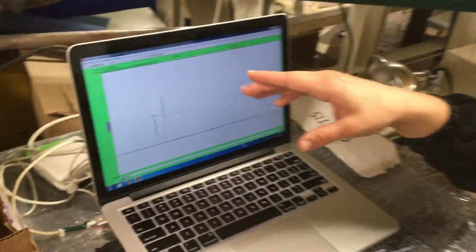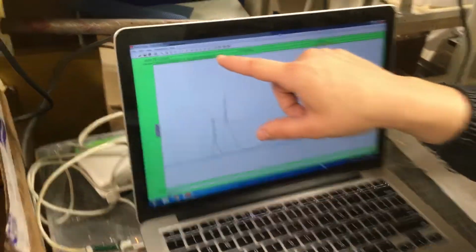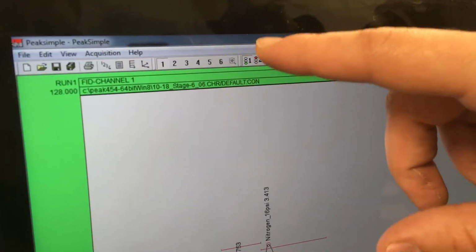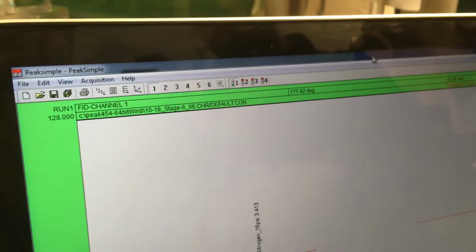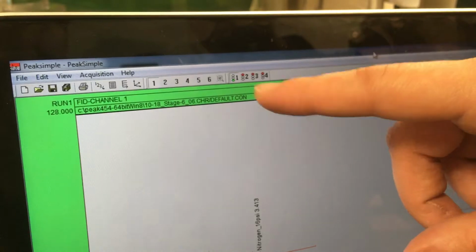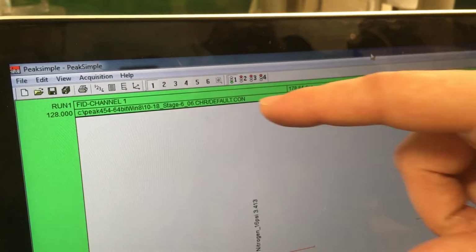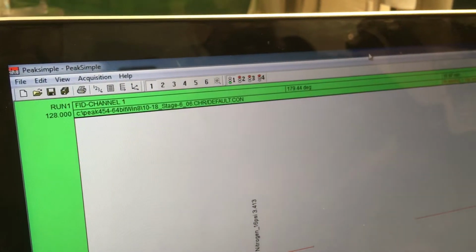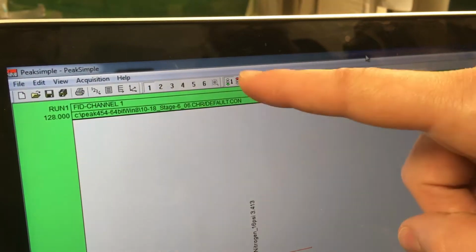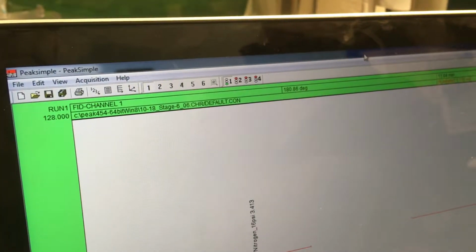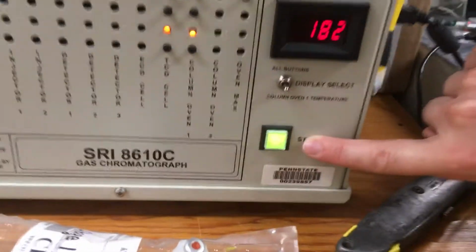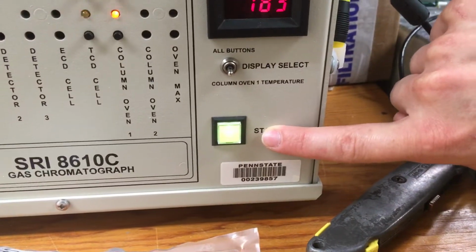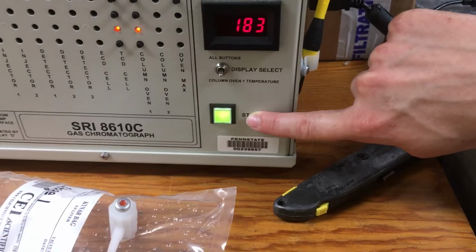So one more thing. So this little green button means that it's running. It'll be red if it's disconnected to the computer, which means you need to be able to connect to the computer. And it'll be yellow when it's in standby or it's ready to run. And so when that's yellow, the instrument should also, the little button over here, should also be yellow. It's yellow when it's on and running, but it'll also be yellow when it's ready to run again.